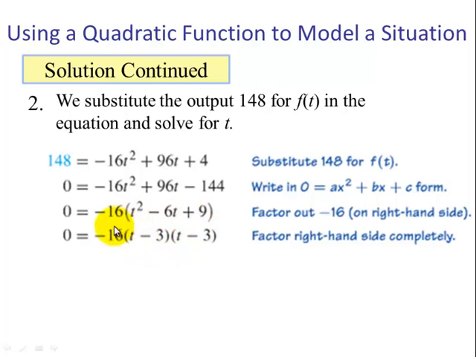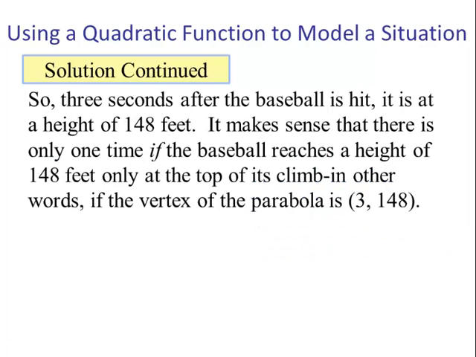Because the product of these 3 is equal to 0, either this is 0 or this is 0, and we have 2 binomials that are the same. So we take t minus 3, set it equal to 0, and we see that t is 3. There's only one value. So 3 seconds after the baseball is hit, it is at a height of 148 feet.